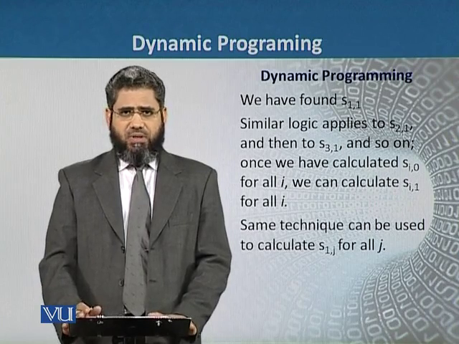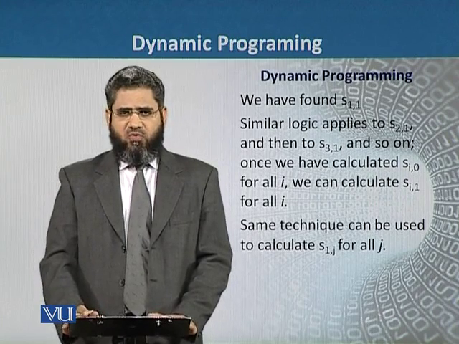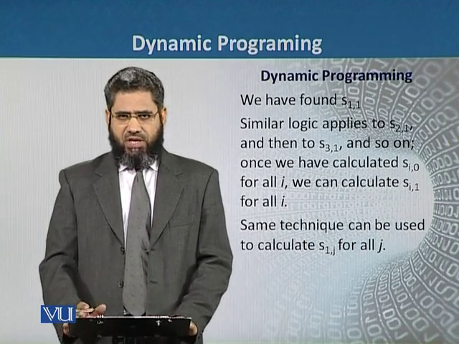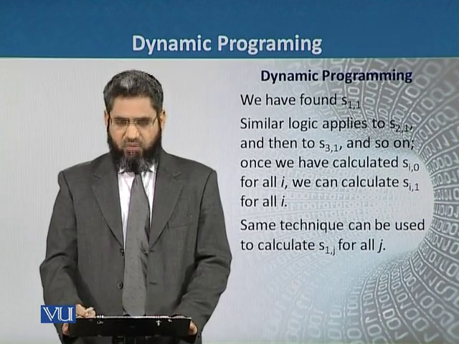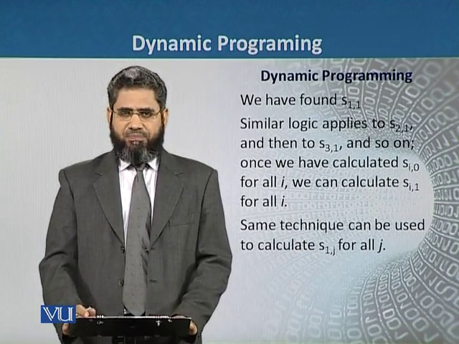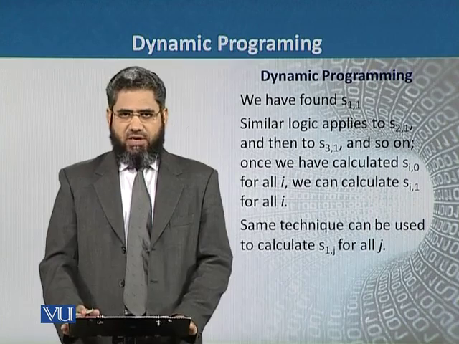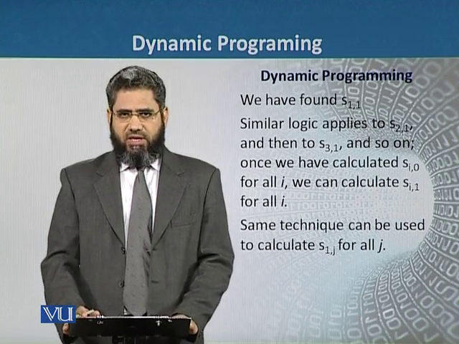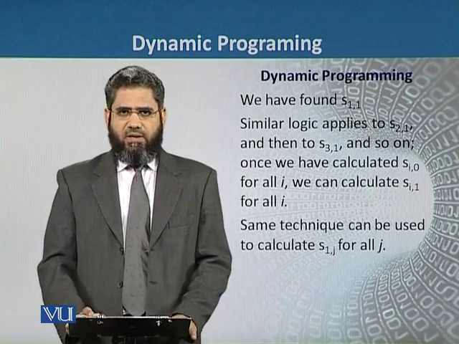We can just replace the value of 1 with 2, 3 and 4, and we will calculate the value of j. And similarly, we will replace the value of Si0 with Si1, Si2 and so on. And we will calculate all the values in the grid in this Manhattan problem.